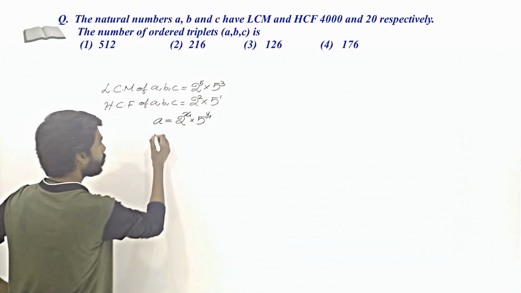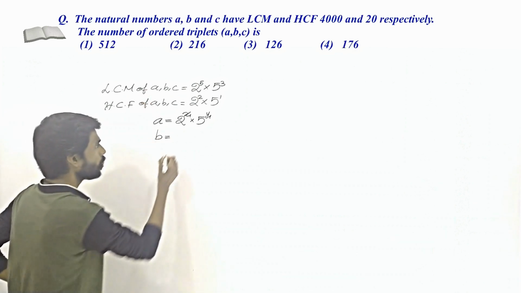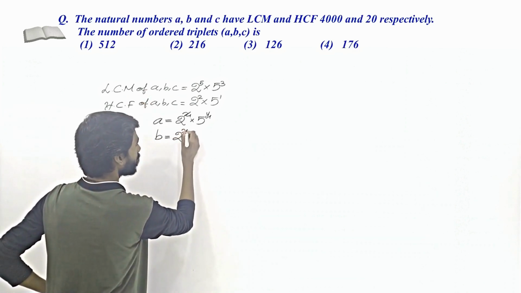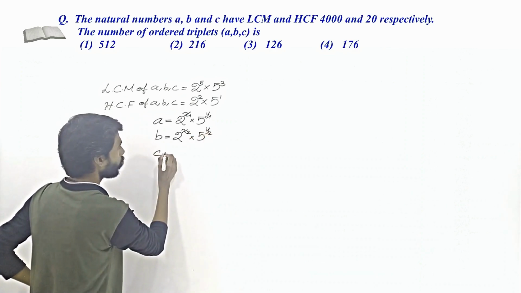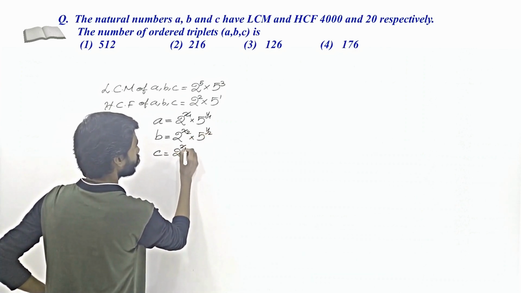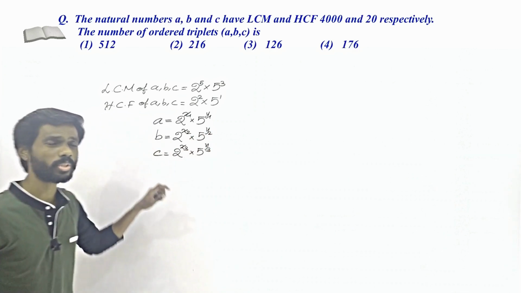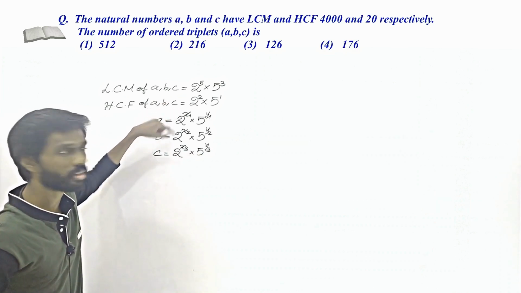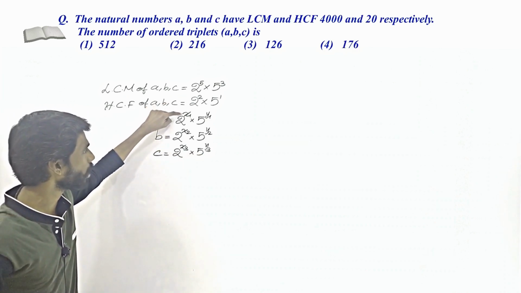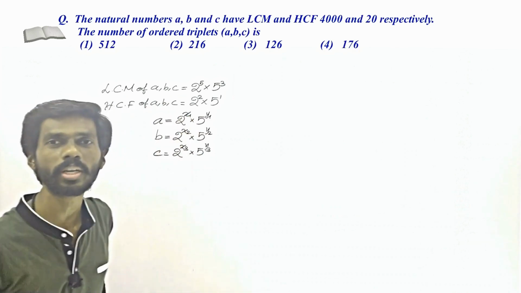Similarly, B is also a factor of this number. So B will also take a similar form: 2 to the power something, which can be taken as x2, multiplied by 5 to the power some y2. C is also a factor which can be written as 2 to the power x3 multiplied by 5 to the power y3. So these are the possible values of A, B and C. So the number of ways in which we can assign values for x1, x2 and x3, similarly y1, y2, y3, will give you our required answer.